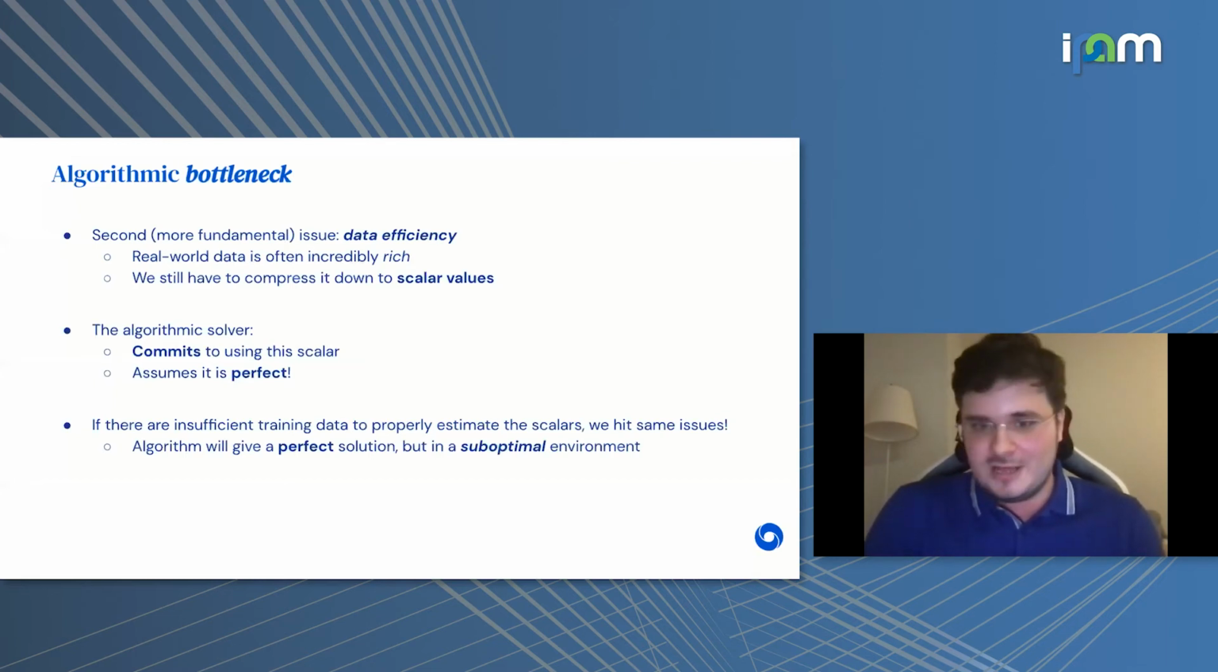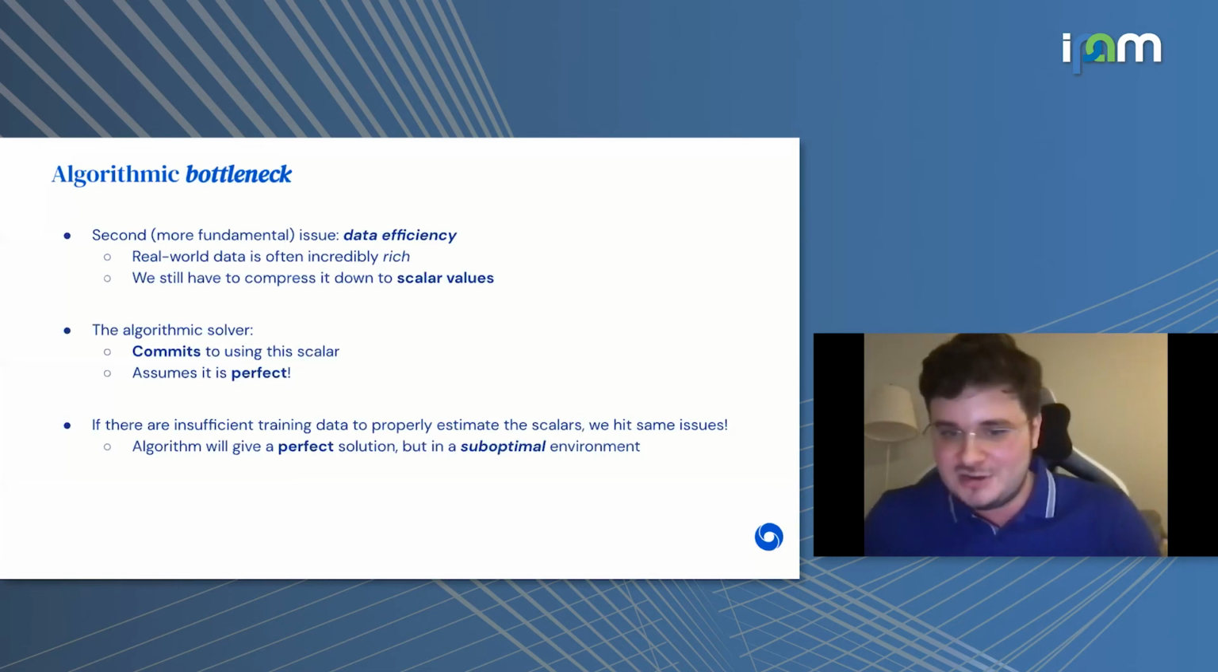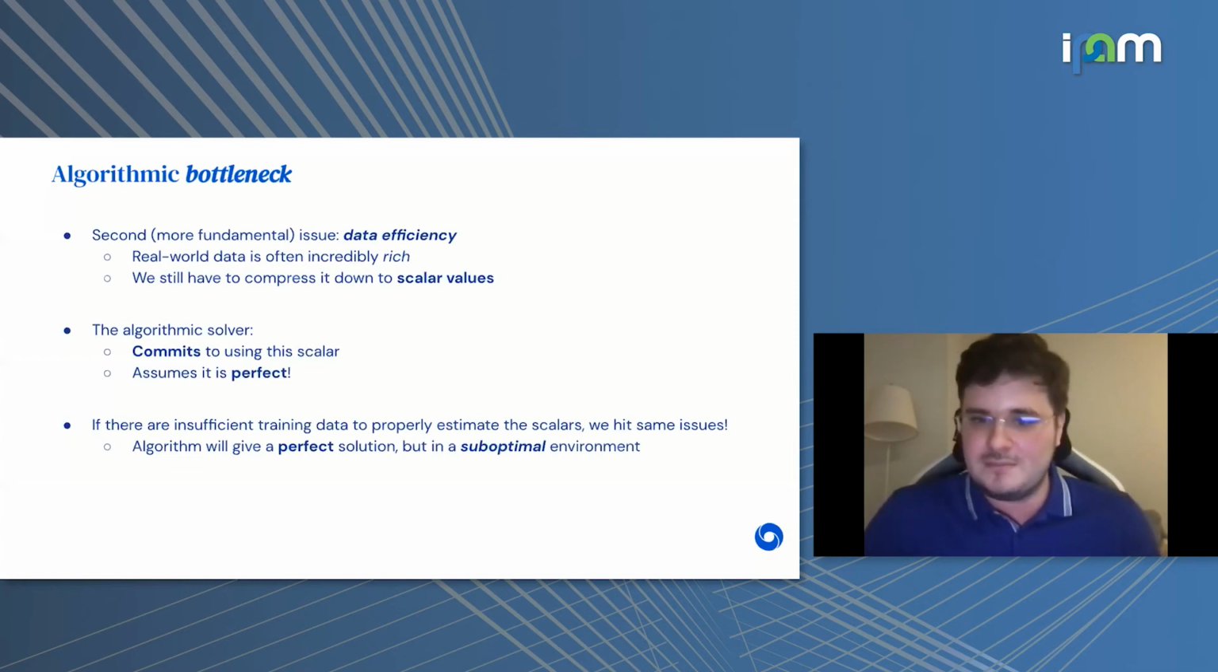Now, from a neural network's perspective, this is a bottleneck. If you don't have enough training data to properly estimate these scalars, you've hit the same issues as before. Your algorithm will give a perfect solution, but it will be a perfect solution in a suboptimal environment that doesn't perfectly model the kind of problem that you're facing.